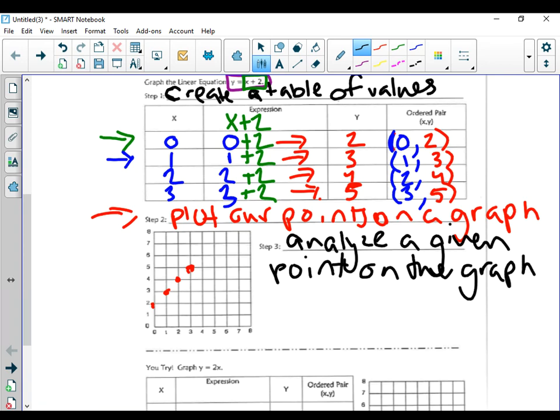So, for instance, let's say for this example, we're talking about cups of lemonade and selling cups of lemonade. So down here is how many cups of lemonade I sold. So cups of lemonade. And then over here is how much money I'm making. So if I choose a point, let's just say I choose the point 2, 4. What step 3 is talking about is what does the point 2, 4 mean within the context of selling cups of lemonade? Well, within this context, the point 2, 4 means that if I sell 2 cups of lemonade, I make $4.